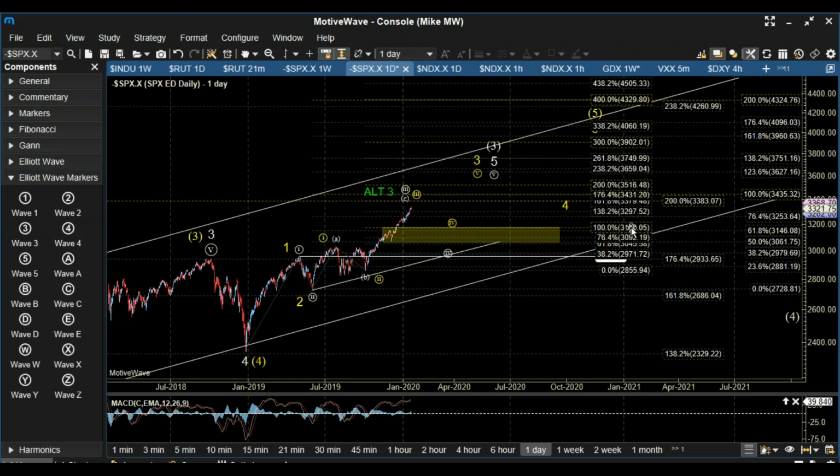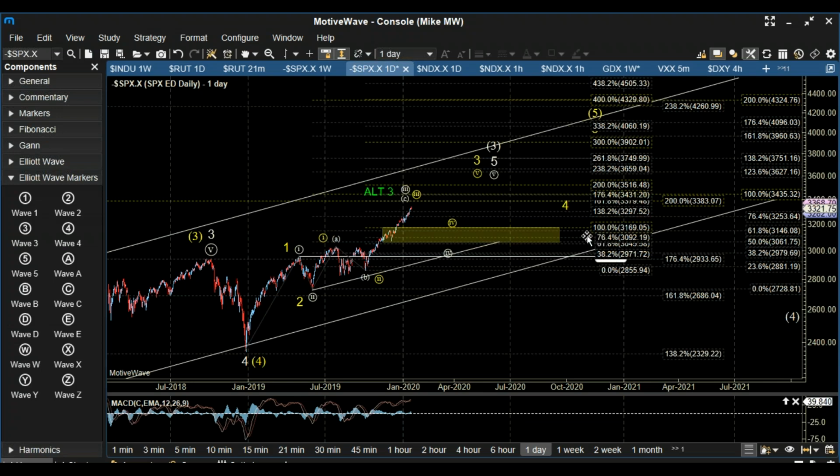So again, we've broken through the 100 extension of the wave 1 of 1 smaller degree of 3169, and we've broken through the 76.4 extension of the wave 1 of 1 larger degree at 3253. So again, a break of those 2 levels is supportive that we are indeed following this impulsive path. So we've already broken those levels.